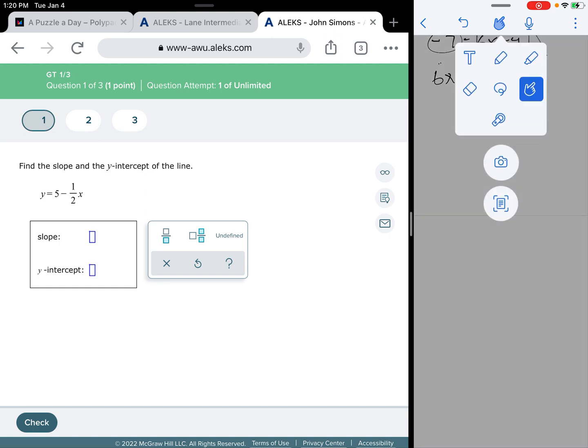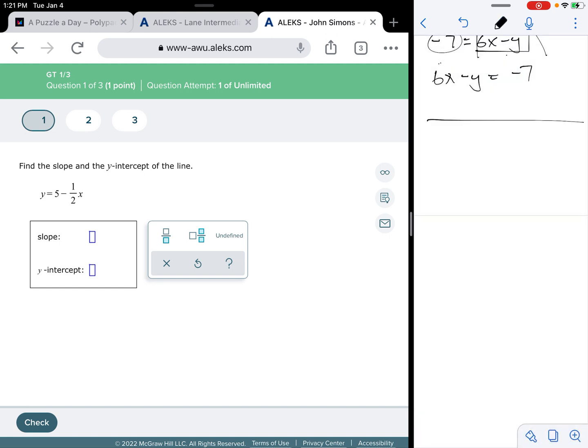If we take a look at this problem, it says find the slope and the y-intercept of the line, and it gives us this equation, y equals 5 minus 1/2 x. If you were just seeing this for the first time, you should rightly be confused. You should be comfortable with what slope is: rise over run. We're going to start using the symbol m to denote slope. Why they use that and not s, I don't know, but they use the m.